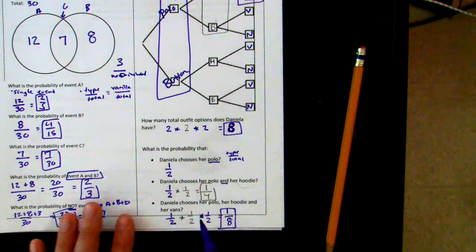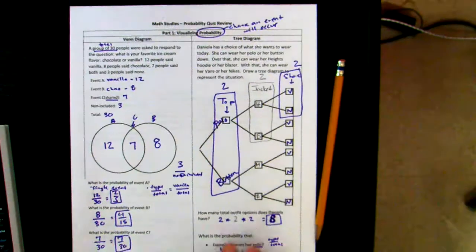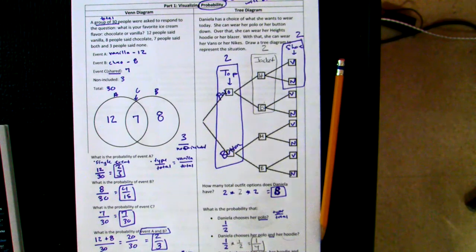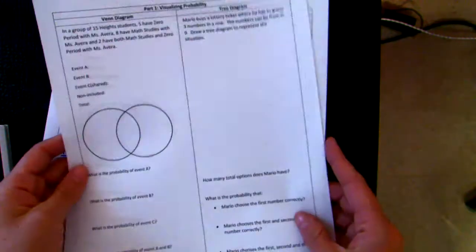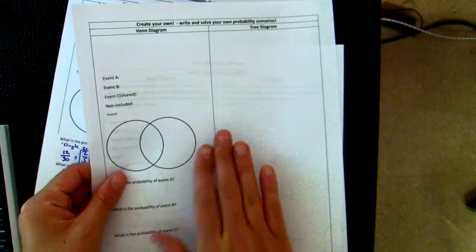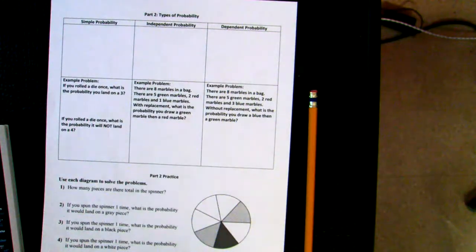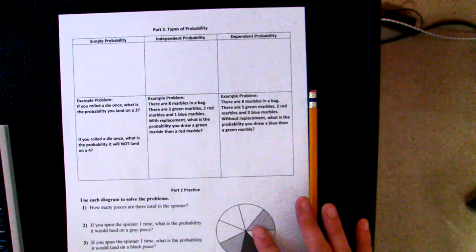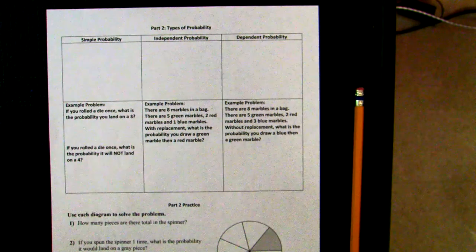Okay? That pretty much wraps up your tree and Venn diagrams. If you have any questions on this, please let me know. At this point, you are going to pause and practice and complete the second and third sheets in your packet. So pause and practice now. When you are finished, we're going to get to this page and go over some of these before you do some more pause and practice.